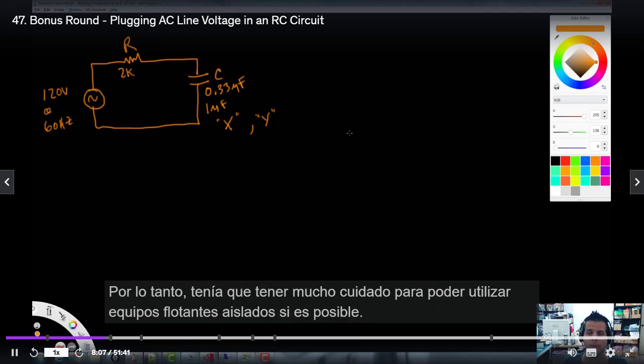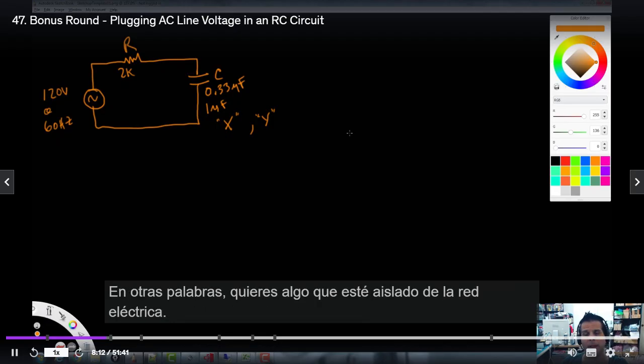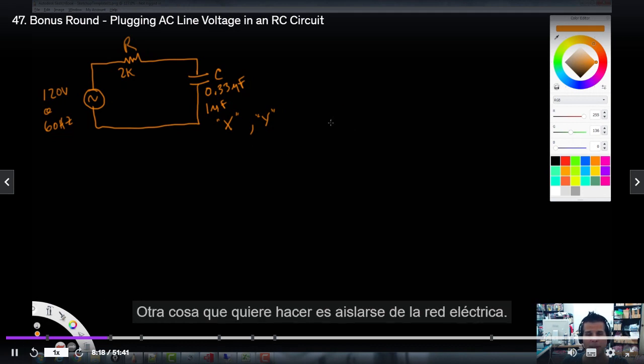So you've got to be very careful. You want to use isolated floating equipment if possible. In other words, you want something that's isolated from the mains, like a portable oscilloscope or a portable multimeter, right? Another thing you want to do is isolate yourself from the mains.